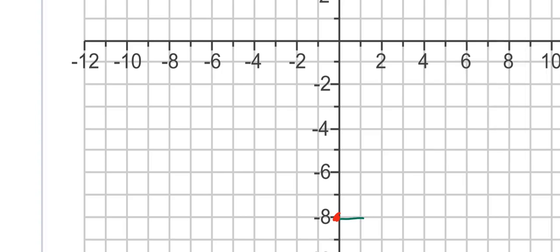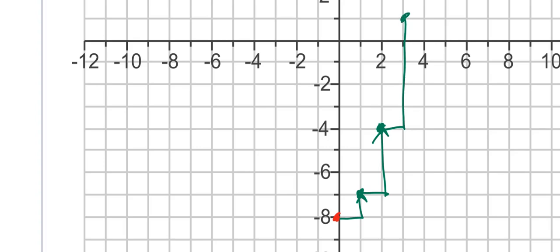If we go over 1, how far up are we going this time? Up 1. Over 1 more, how far up? I got to vote for 3. Is that correct? It is. Over one more, how far up? 5, 2, 4, 5.